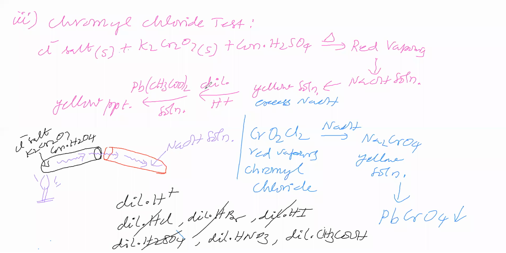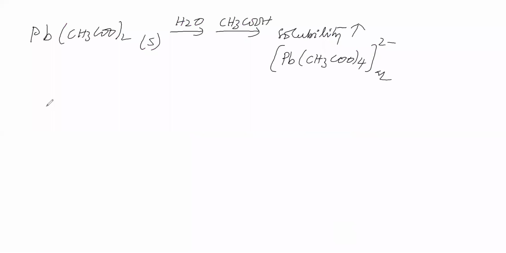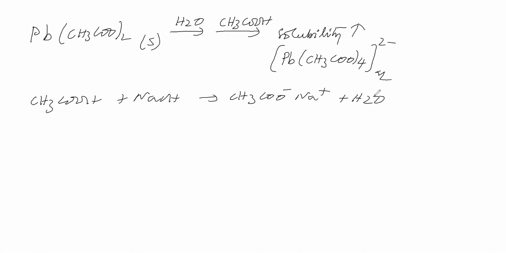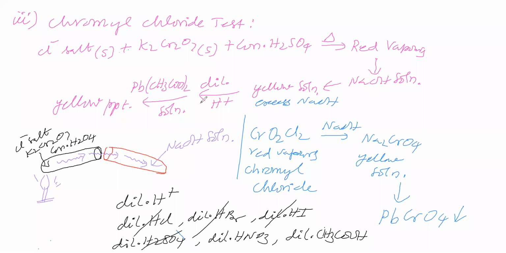So here, what dilute acid can we add? One possibility is dilute acetic acid. If we add dilute acetic acid, what happens? The sodium hydroxide combines with acetic acid to give sodium acetate and water. If we add dilute acetic acid in this place, the excess sodium hydroxide reacts with the acetic acid and becomes sodium acetate. Sodium acetate contains acetate ions.